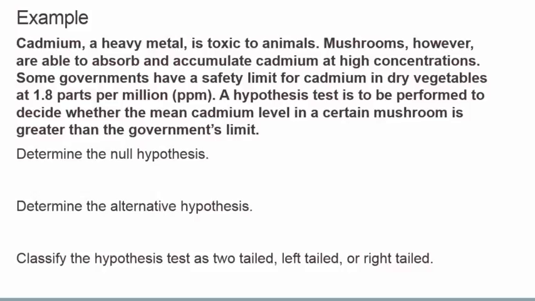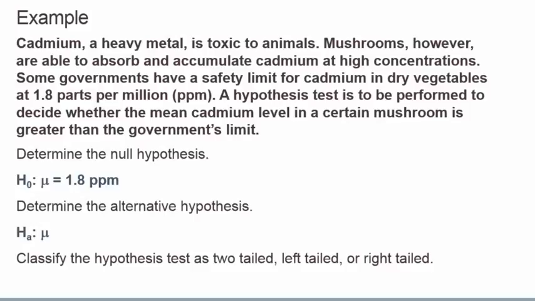The notation for the null hypothesis is H0. We are looking at the mean cadmium levels, which is mu. H0 is always equal to, and we want to compare it to the government's limit, which is 1.8 parts per million. The null hypothesis is H0: mu equals 1.8 ppm. Determine the alternative hypothesis. The notation is H_A.